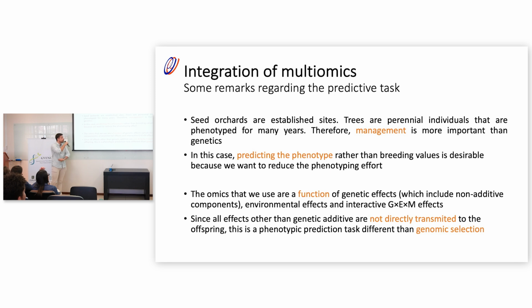Yeah, and now this is important. This is not genomic selection. I want to remark that here we are in an orchard. We are trying to predict the phenotypes, not the breeding values. We are not using these trees as partners for the next generation. We are just trying to reduce the phenotyping costs. So in this case, management is more important than genetics.